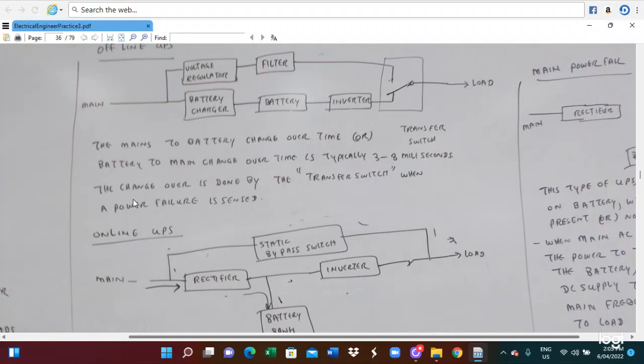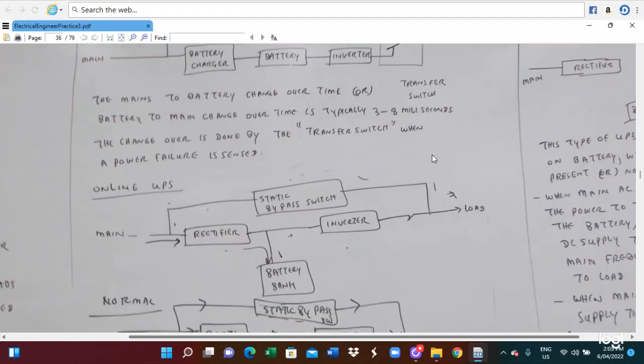The changeover is done by the transistor transfer switch when the power failure is sensed. When the main power fails, the sensor switch senses it and transfers to the battery side. In this way, the emergency power is supplied.